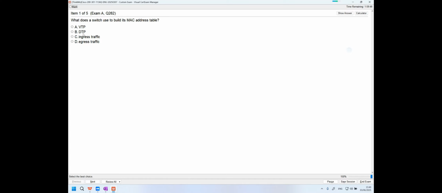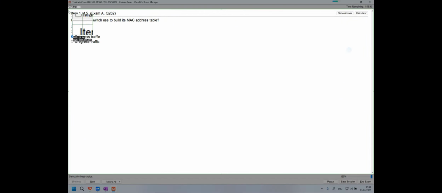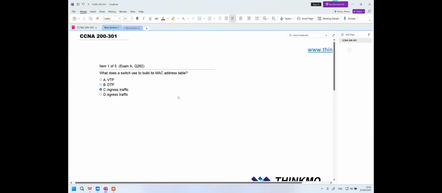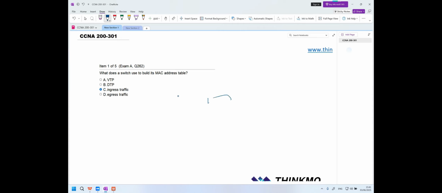This is actually quite simple. It refers to what's called inbound traffic. So what does inbound traffic mean? Let me explain this to everyone. That is, how does a switch generate its MAC address table?